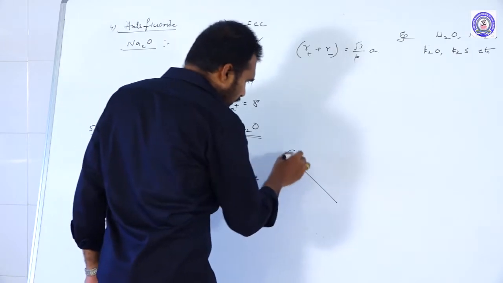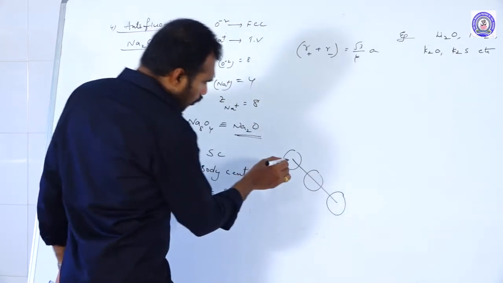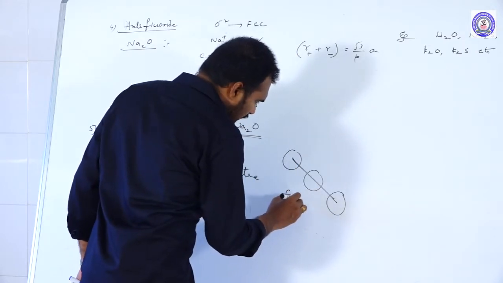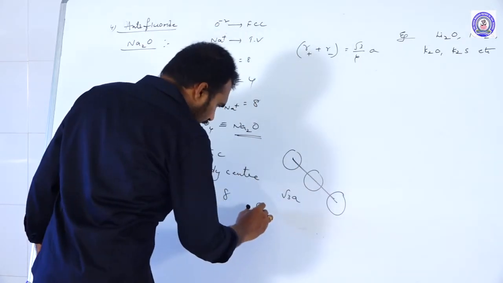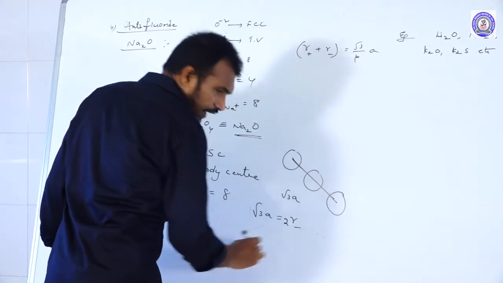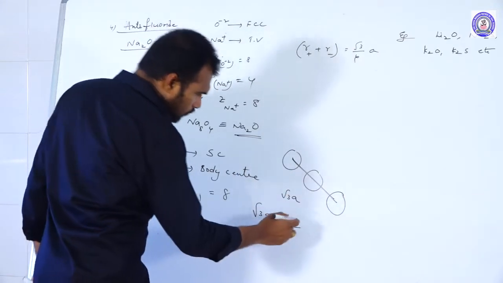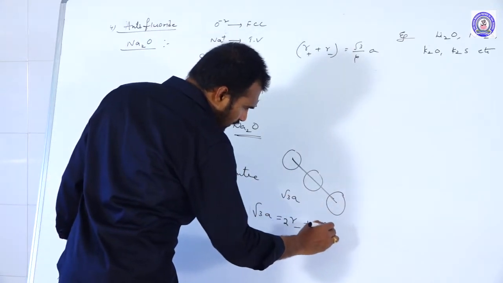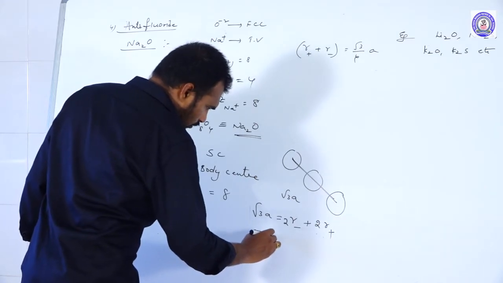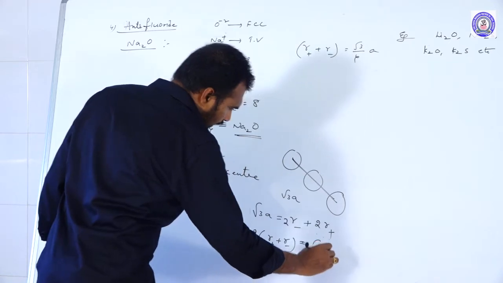So this is at the corners, this is at the corners, this is at the center, cesium is there. The total body diagonal is what? Root 3a. So root 3a is equal to 2 times the radius of anion... maybe this is anion, this is anion, and this is a cation. 2 times the radius of anion and 2 times the radius of cation. That means 2 times the radius of cation and anion is equal to root 3a.